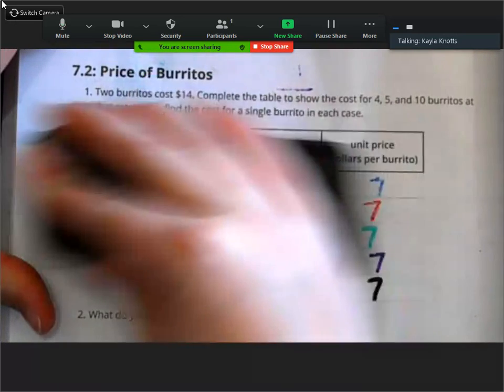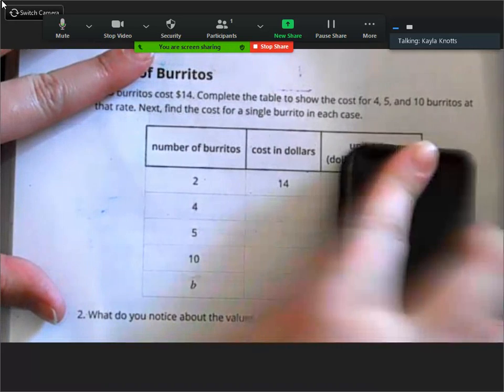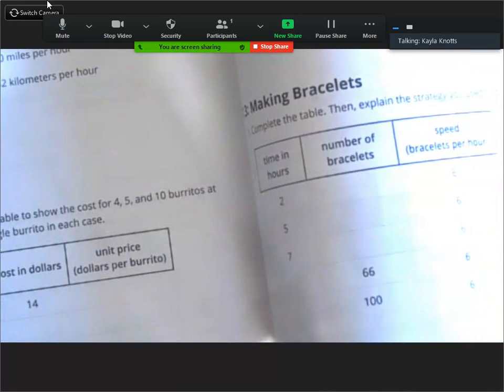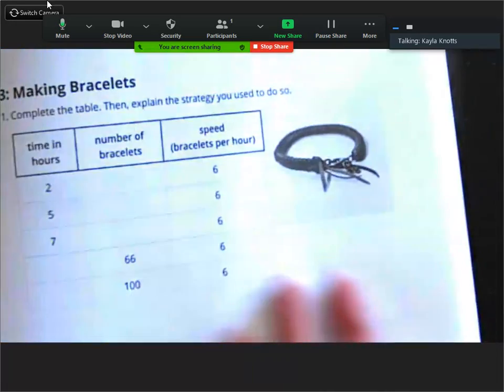So, again, what do we notice about the values in this table? We literally just went over that, and you guys got a really good explanation. We're going to skip number 3, and we're going to go right to 7.3, okay? I'm just going to go over these ones because these are the most important ones.